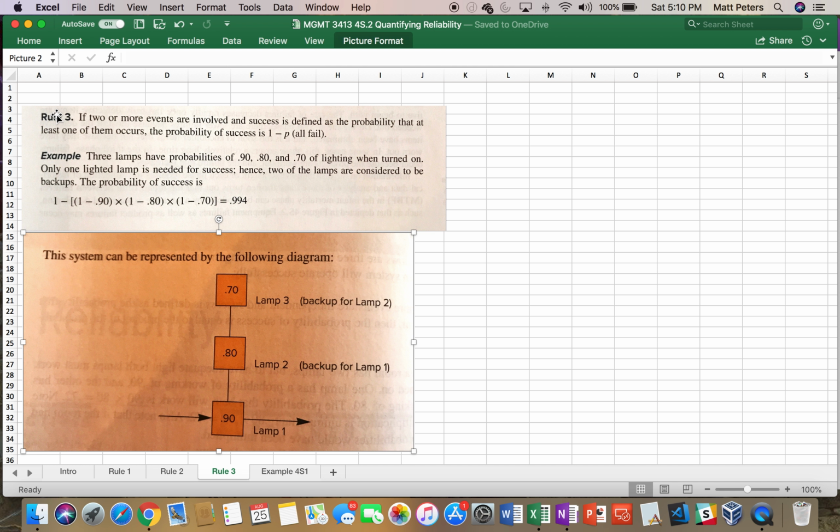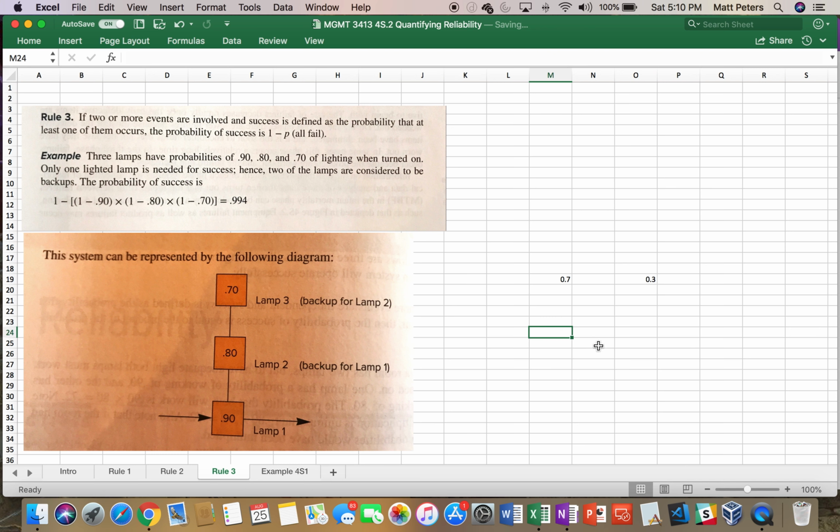So rule 3 says that we can figure out the probability that all of them will fail and then take 1 minus that to calculate the probability of the system working. So let's start at the top. Lamp 3 has a 70% chance of working. So if it's a 70% chance that it's going to work, then the chance of it failing is 1 minus 70%, or 30%. So lamp 3 has a 70% chance that it's going to work, a 30% chance that it will fail.